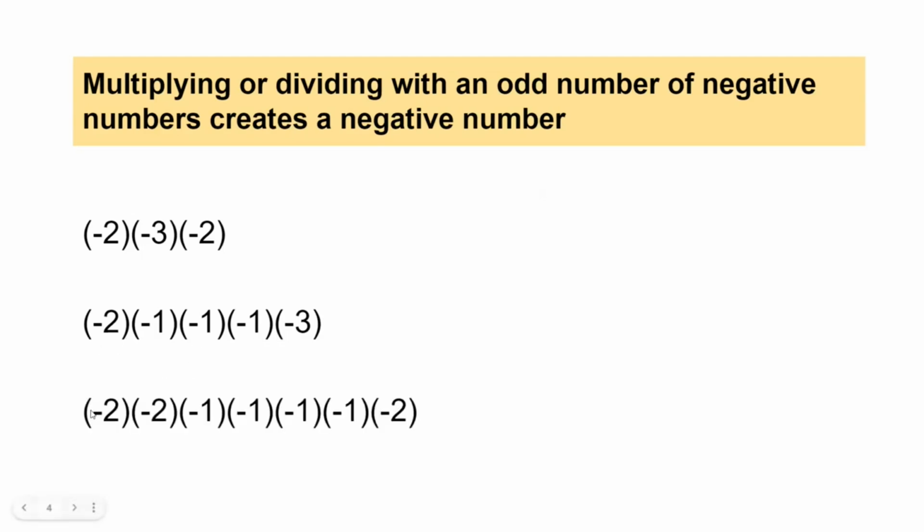This is a pretty extreme example. 1, 2, 3, 4, 5, 6, 7 negatives. The result will be negative because 7's an odd number.